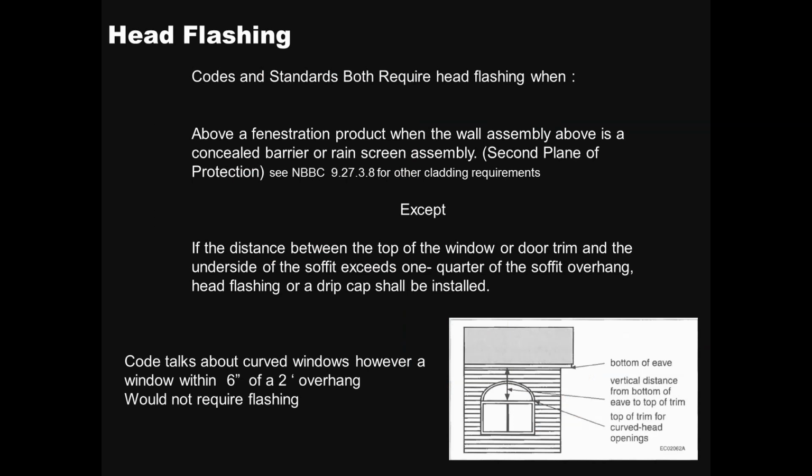Okay, now we're into head flashings. As we've seen in the first slide, if you don't put the flashings on there, what happens? All right, so the code says that you need a flashing if you have a second plane of protection. So that's key. If you're required to put a sub-sill, you're required to put a head flashing in there, and that's all based off that second plane of protection, which is due to the climatic data. Except, if you've got a 2-foot overhang, and you're within 6 inches of the overhang, you don't have to put a flashing, which is self-explanatory because it's protected.